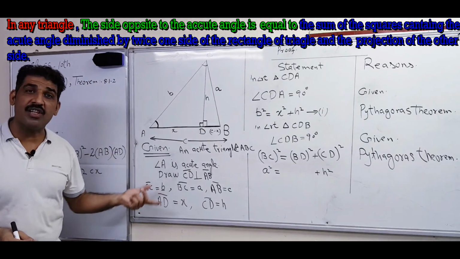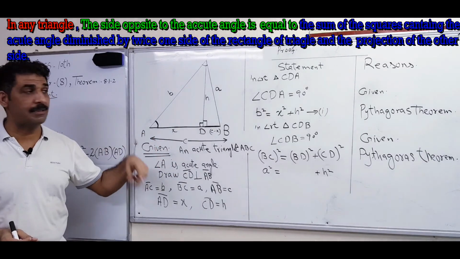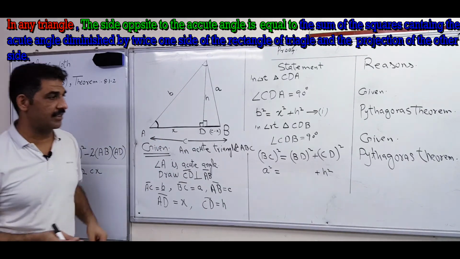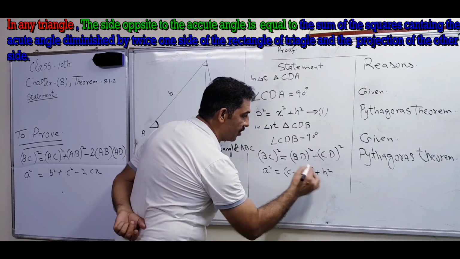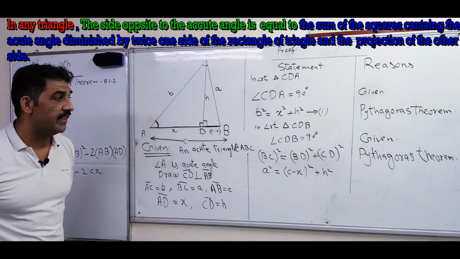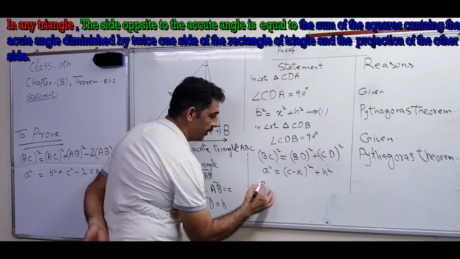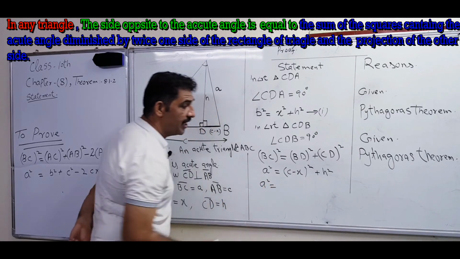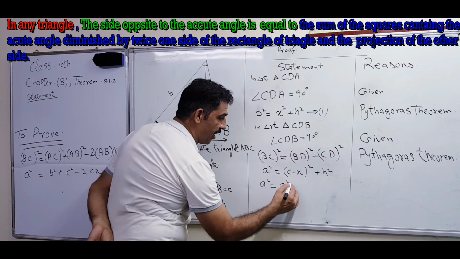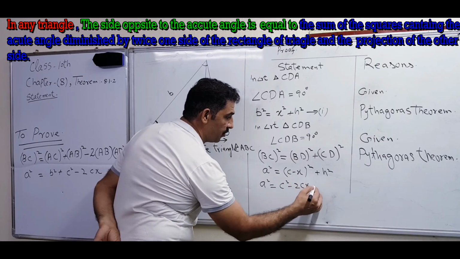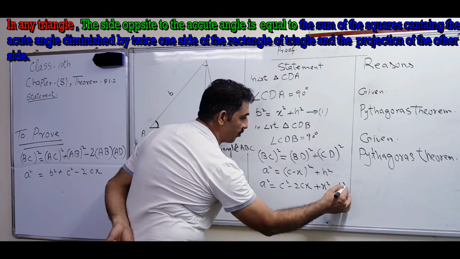In the previous one, what did we do? Good, we added, there it was c plus x, but here c minus x. So here we will write c minus x whole square. Here we have to open the square according to the formula of a minus b whole square. So a square will remain the same. How to open this formula? Yes, good, that is c square minus 2cx plus x square, and plus h square will remain the same.